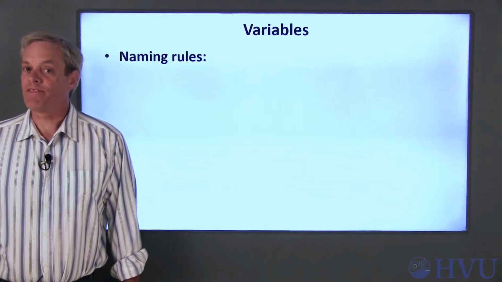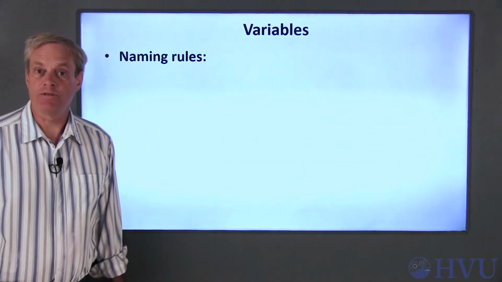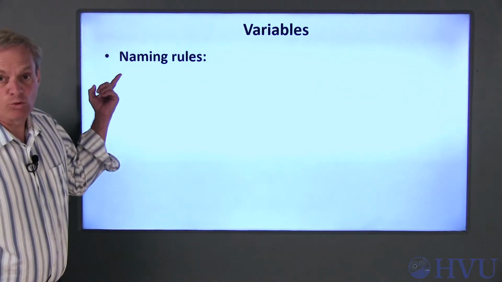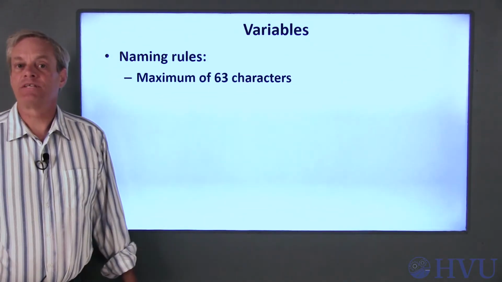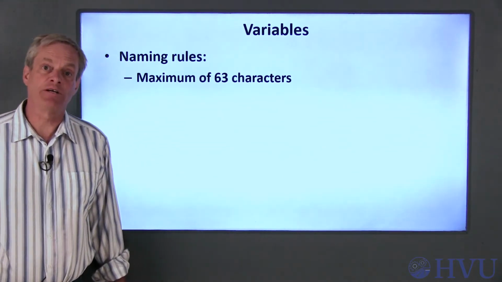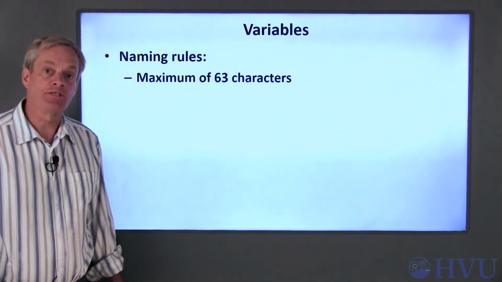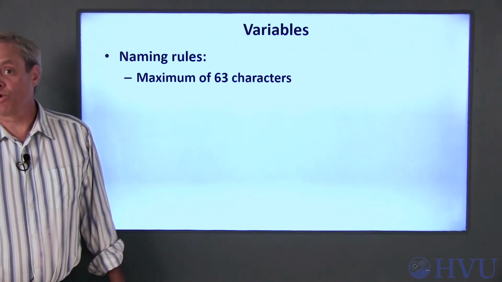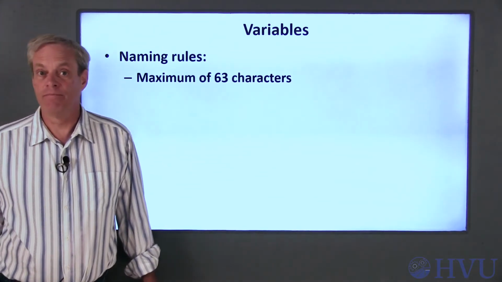The results of mathematical operations are assigned to variables. Here are some variable naming rules. Variable names can be at most 63 characters long. If you create a variable name with more than 63 characters, Octave removes and ignores those beyond the 63rd.